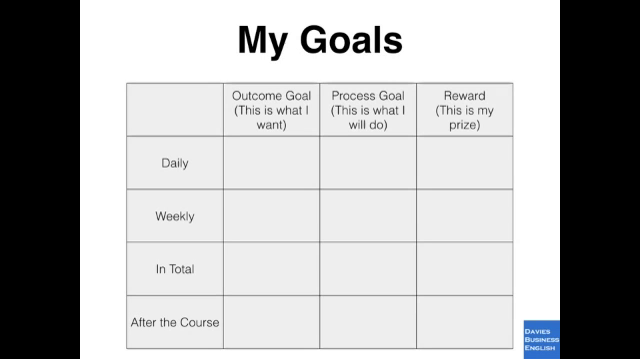Another way to look at targets or goals is to look at the end result or outcome that you want, and then decide on the small steps or process goals that you will take, what you will do to get what you want. Some people like to build in a reward system for achieving their goals too.